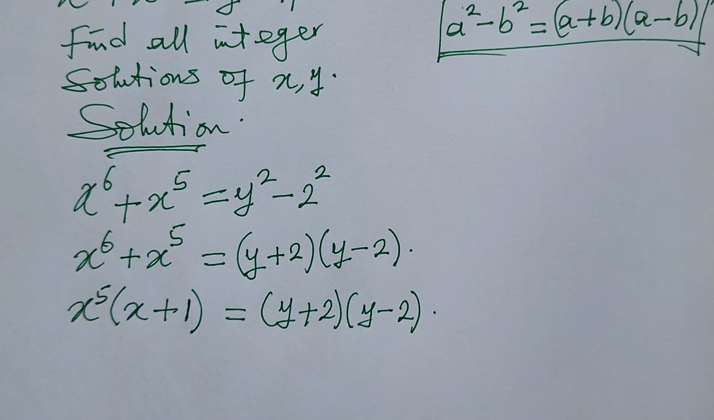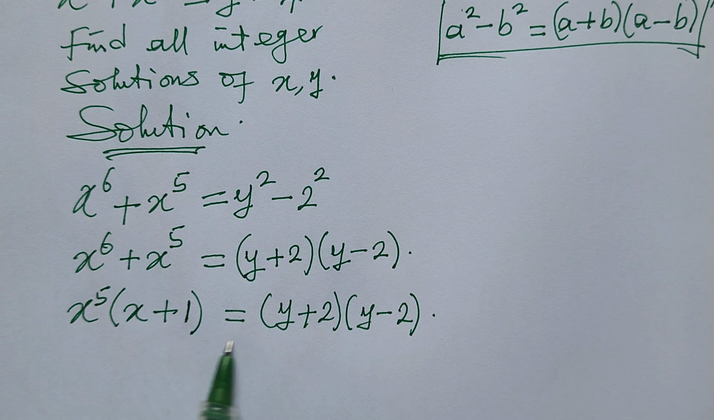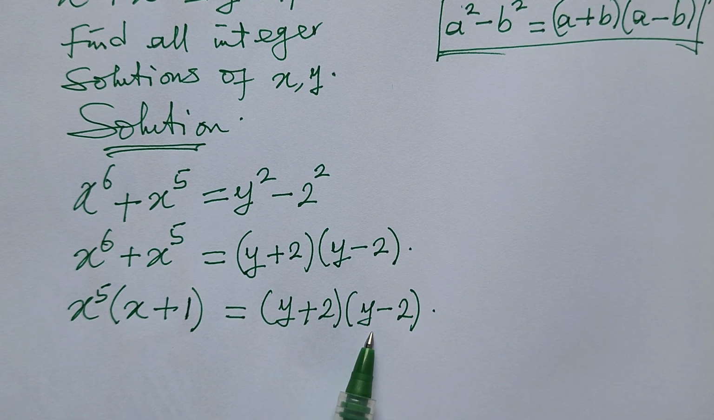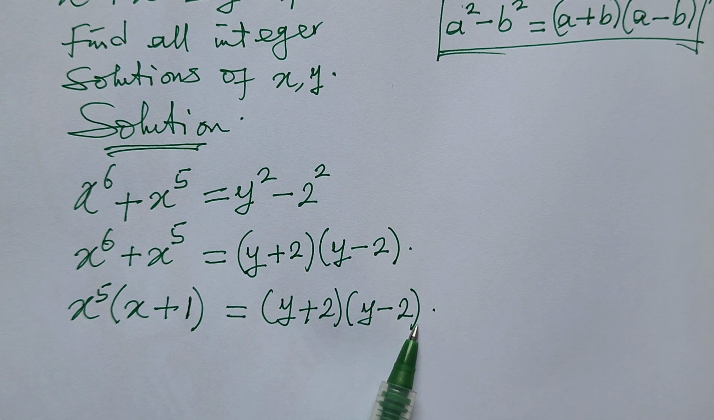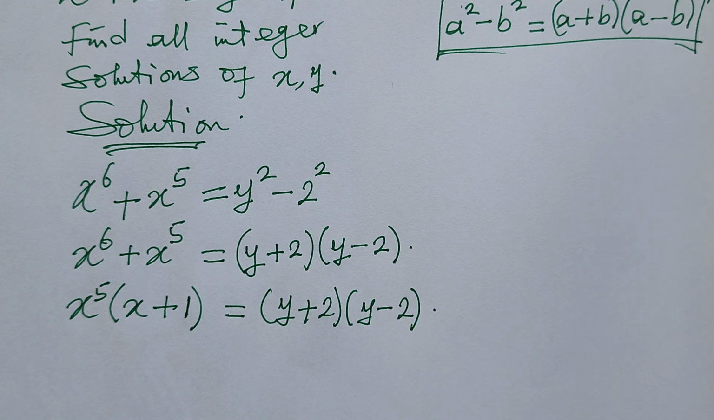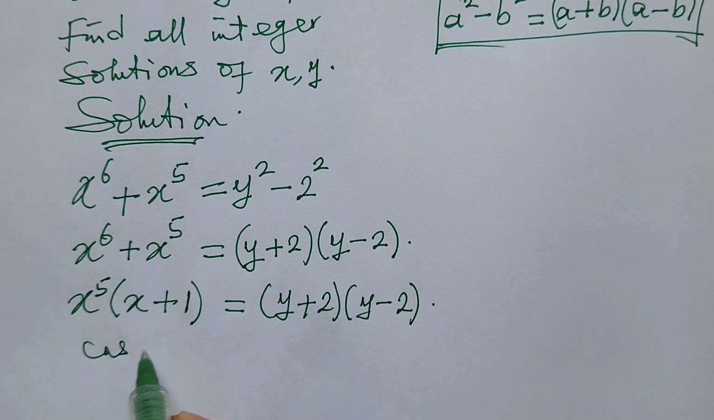Therefore, x to the power of 5 and x plus 1 can never be equal to y plus 2 or y minus 2, except when the terms are both 0. So what we do now is use a system that will enable us to get even to even and odd to odd. So here we're going to take case 1.